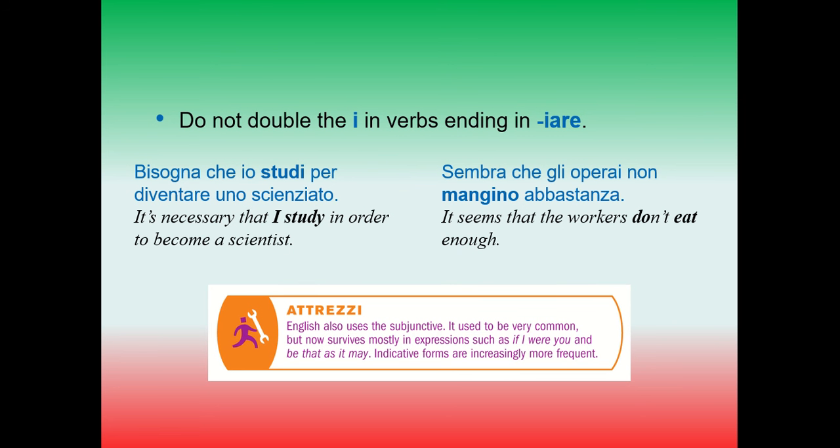Just like in the tu form of the present tense, you do not double the I in verbs that end in IARE. Take a look at the sentences below.